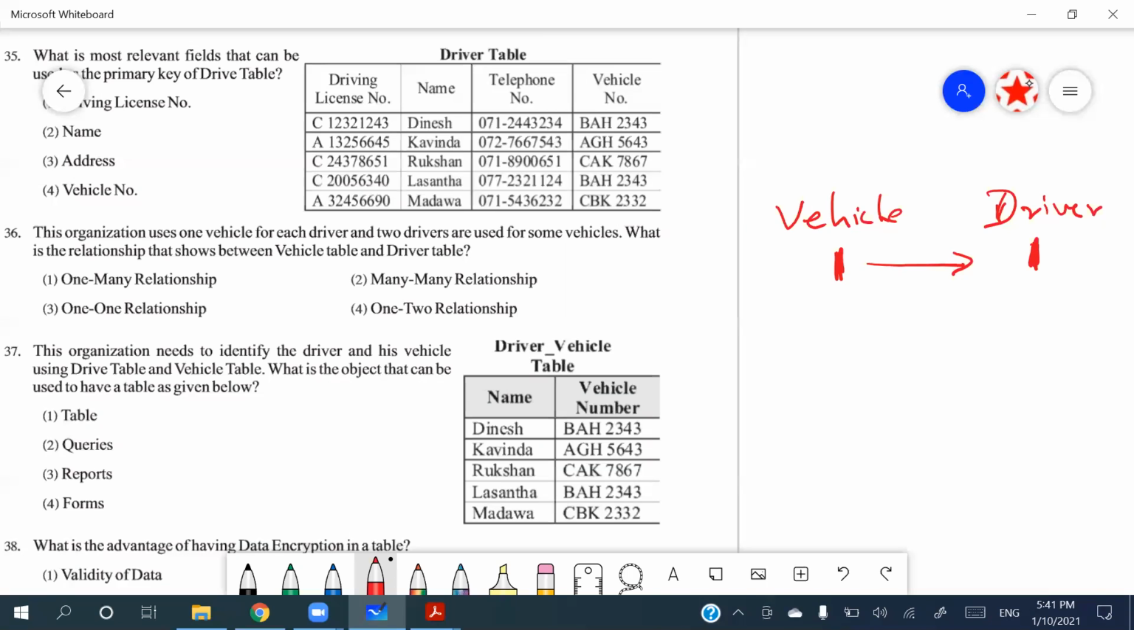One vehicle for each driver. So driver and two drivers are used for some, yeah, should be clarified like this. So one vehicle can be driven by many drivers since they have said two drivers are used for some vehicles. And one driver is driving only one vehicle.